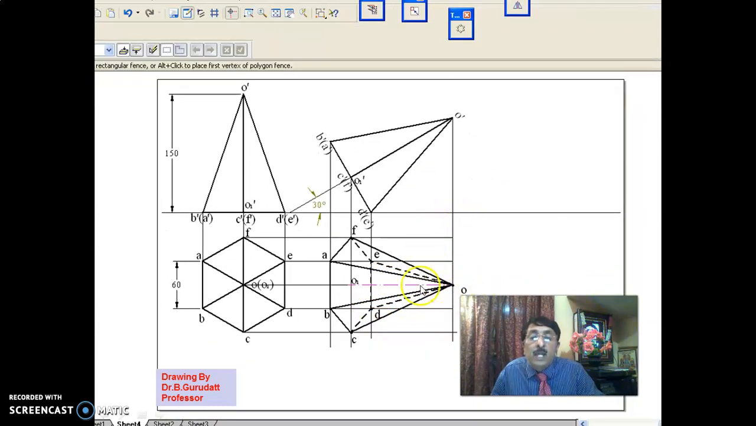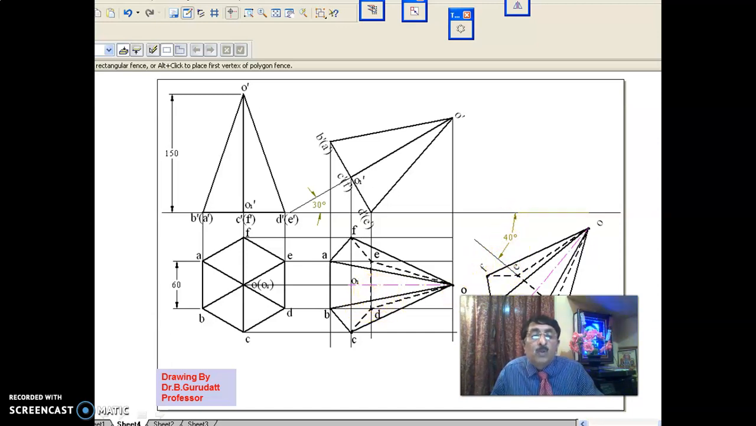Then you show the axis also. Now what you do is, as per the problem, the edge on HP is DA, which is inclined at 40 degrees to VP.